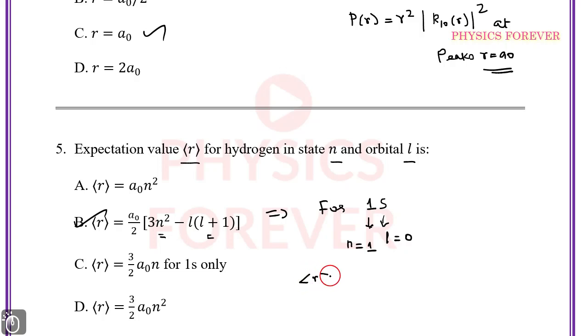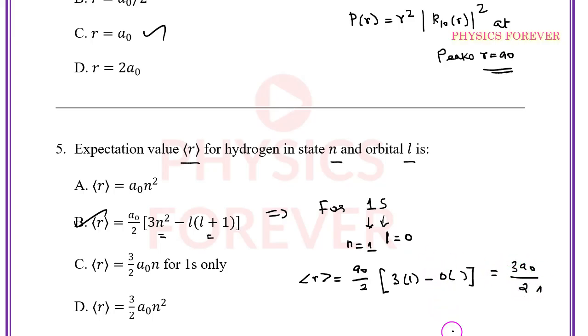If you substitute, then r is equal to a0 by 2, 3n as usual 1. Then 1 minus l, for l as 0, the remaining everything will be 0. So the answer will be 3 a0 by 2. Sometimes they give a value. Okay, here they have not given anything, but sometimes if they ask for hydrogen, it should be the correct answer, equal to 3 a naught by 2. Since we have no option like that, we have to choose the formula itself. Okay, so this is important.